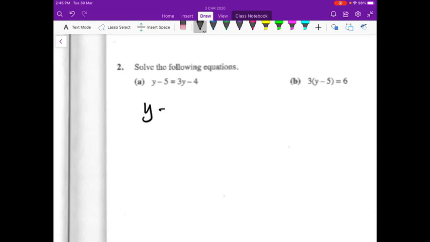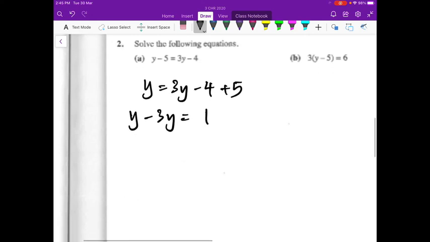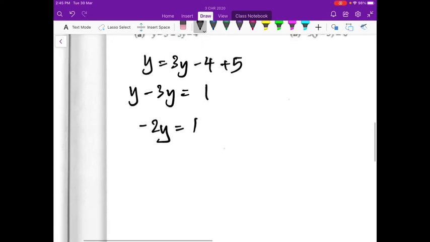Then I think you remove the 3y. Okay, how do you remove the 3y? You minus 3y. Okay, y minus 3y, that is equal to 1. So negative 2y equals 1. And y equals to? Done.